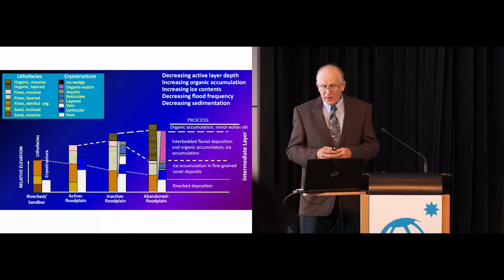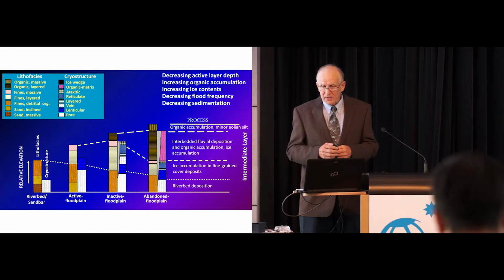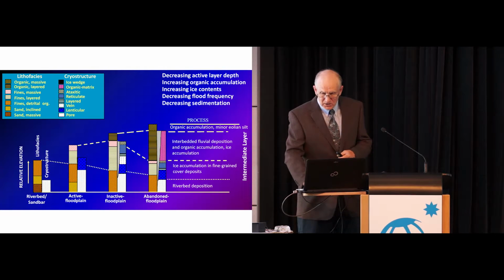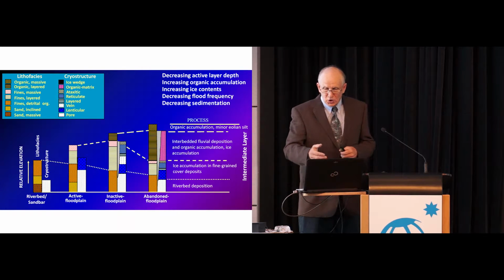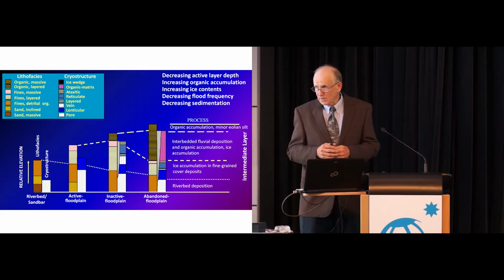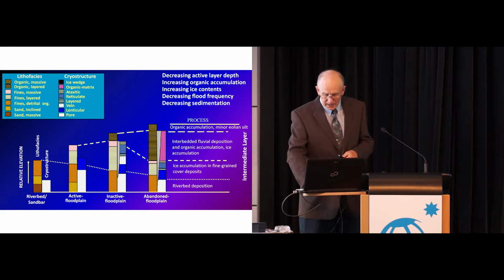So we end up with an interaction of decreasing active layer depth, increasing organic accumulation, increasing ice contents, but then these will feed back to the hydrologic parameters, causing decreasing flood frequency and decreasing sedimentation. So for every action, there's a reaction in these ecological relationships. And this accumulation of ice over thousands of years in the upper 2 to 3 meters of permafrost we can refer to as an intermediate layer.